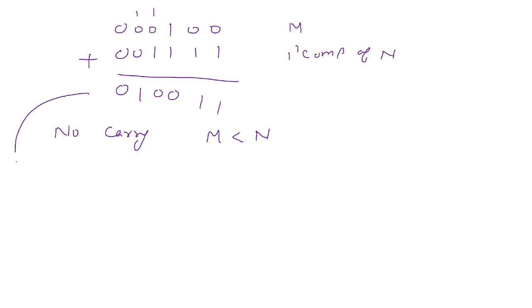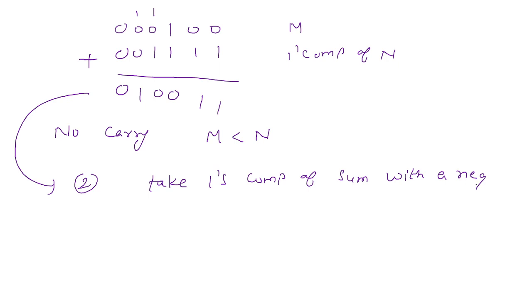So we take the 1's complement in the second step: take the 1's complement of the sum with the negative sign in front. It is quite similar to subtraction using 2's complement. In that, we perform the operation m plus 2's complement of n. If m is less than n, meaning the without carry case, we take the 2's complement of the sum. But here we are using the 1's complement, so we take the 1's complement of the sum and apply the negative sign.